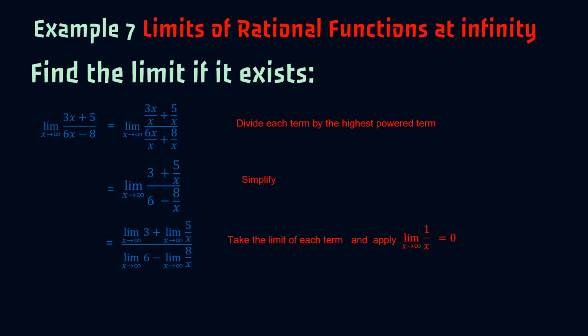So the limit when x gets close to positive infinity of 3 plus the limit when x gets close to positive infinity of 5 over x, over the limit when x goes to positive infinity of 6 minus the limit when x gets close to positive infinity of 8 over x. And this becomes equal, we're going to simplify this.